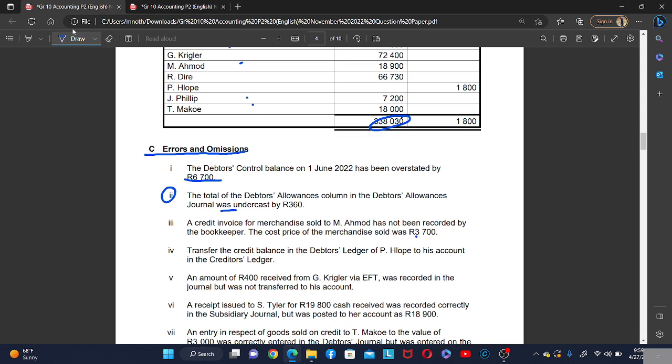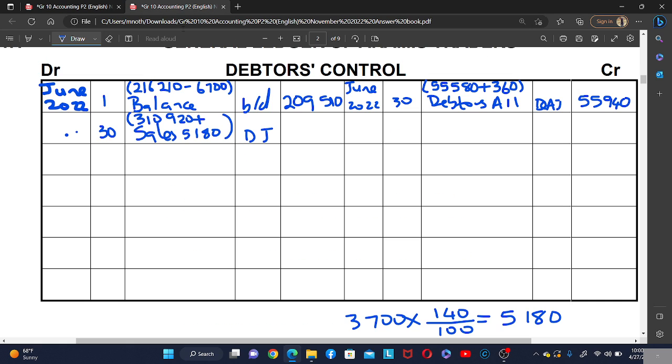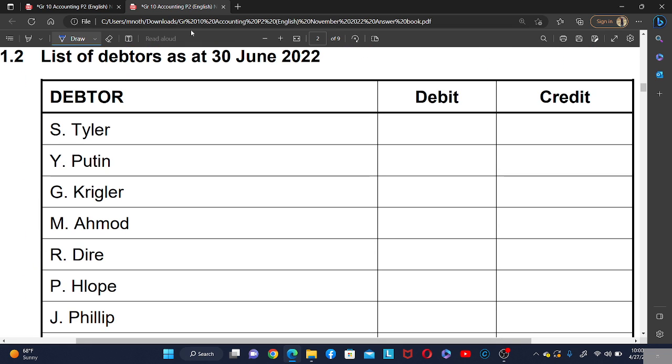Right? But it was not recorded, and we were selling the goods to M. Amhod. So M. Amhod is owing us an amount of 18,900. So let's go to M. Amhod. He is owing us an amount of 18,900, right? But we sold the goods to him on credit, and we did not record it. So we did not increase his account, because when we sold the goods to him, it means that now he is going to owe us more money. So we must come and increase his account because this was not recorded. So we add 5,180, right?